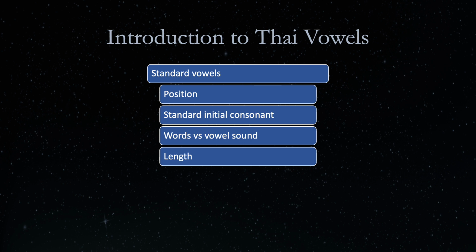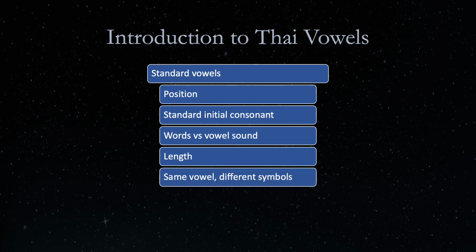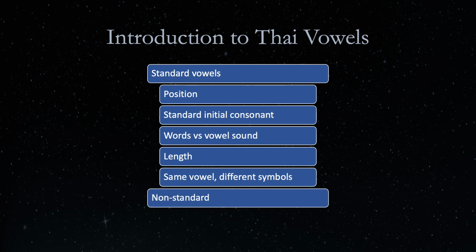5 of the standard vowels can be long or short. 12 are short and have corresponding long vowels with the same sound. Some vowels have different symbols depending on the presence of a final consonant in the syllable. The 4 non-standard vowels are not written relative to any consonant. 2 of them are short, while the other 2 have a long corresponding sound. These concepts will become clearer in upcoming videos where we will look at the vowels individually.